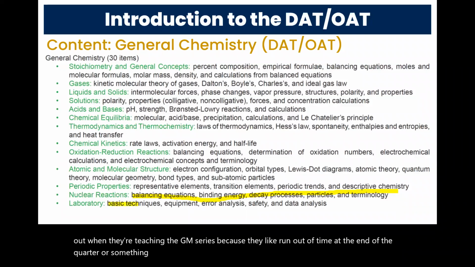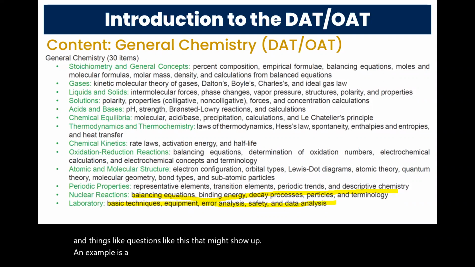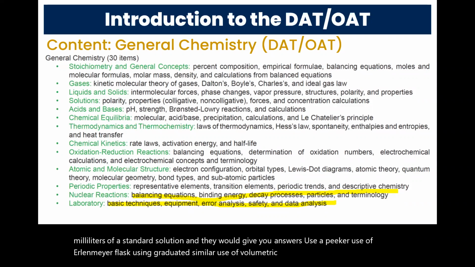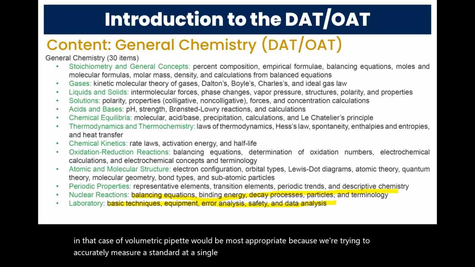The other thing is the lab: basic techniques and equipment, and questions like this that might show up. An example is a question that could say, what is the best way to accurately measure 10 milliliters of a standard solution? And they would give you answers like use a beaker, use an Erlenmeyer flask, use a graduated cylinder, use a volumetric pipette, use a volumetric flask. In that case, a volumetric pipette would be most appropriate because we're trying to accurately measure a standard at a single volume. So knowing what the glassware does and how it can be used is important.